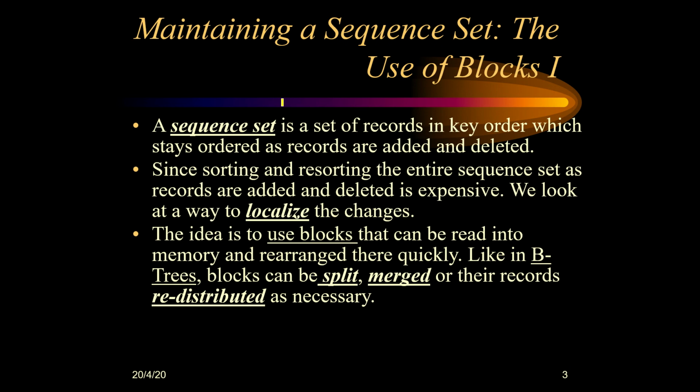Here, the first basic thing we need to know is how to maintain a sequence set. So what is a sequence set? A sequence set is nothing but a set of records ordered based upon a key, and it works the same way when we add or delete records. Here we mainly try to localize things by including the concept of blocks, where a block contains a set of records, and whenever a new record is added, a block is split, merged, or redistributed, as we have already seen in the case of a B tree.